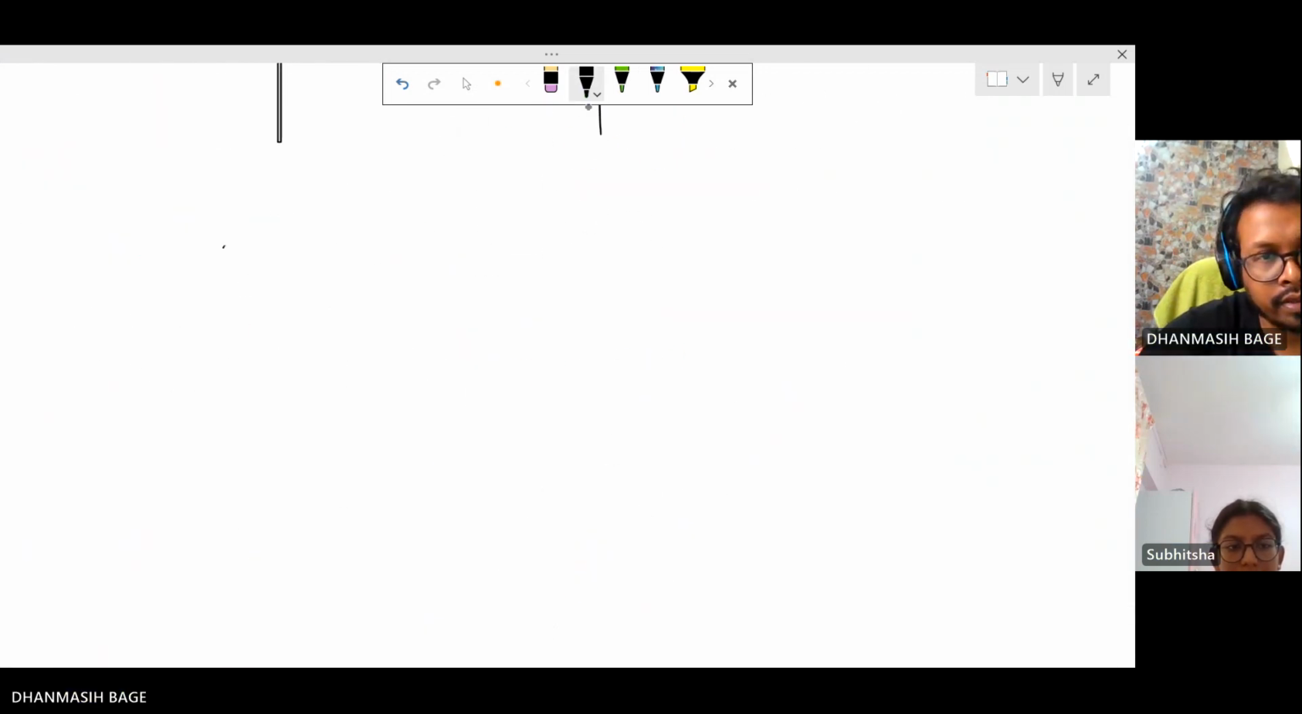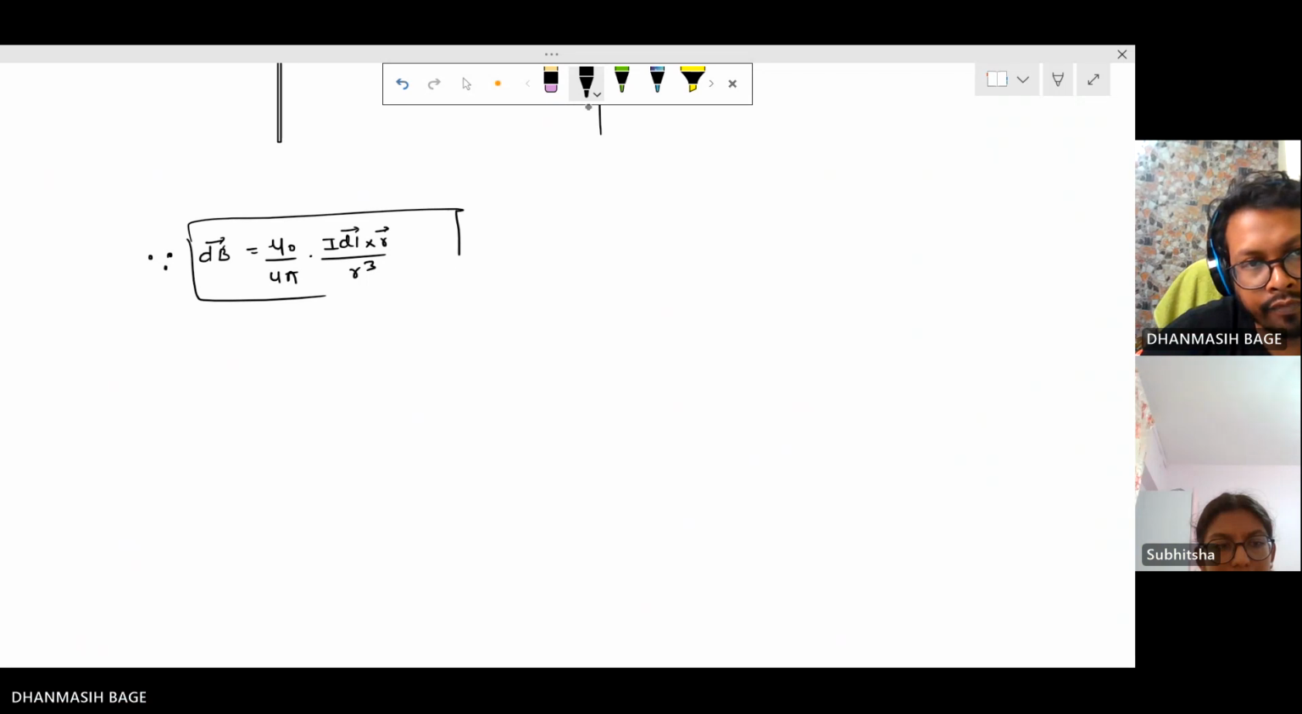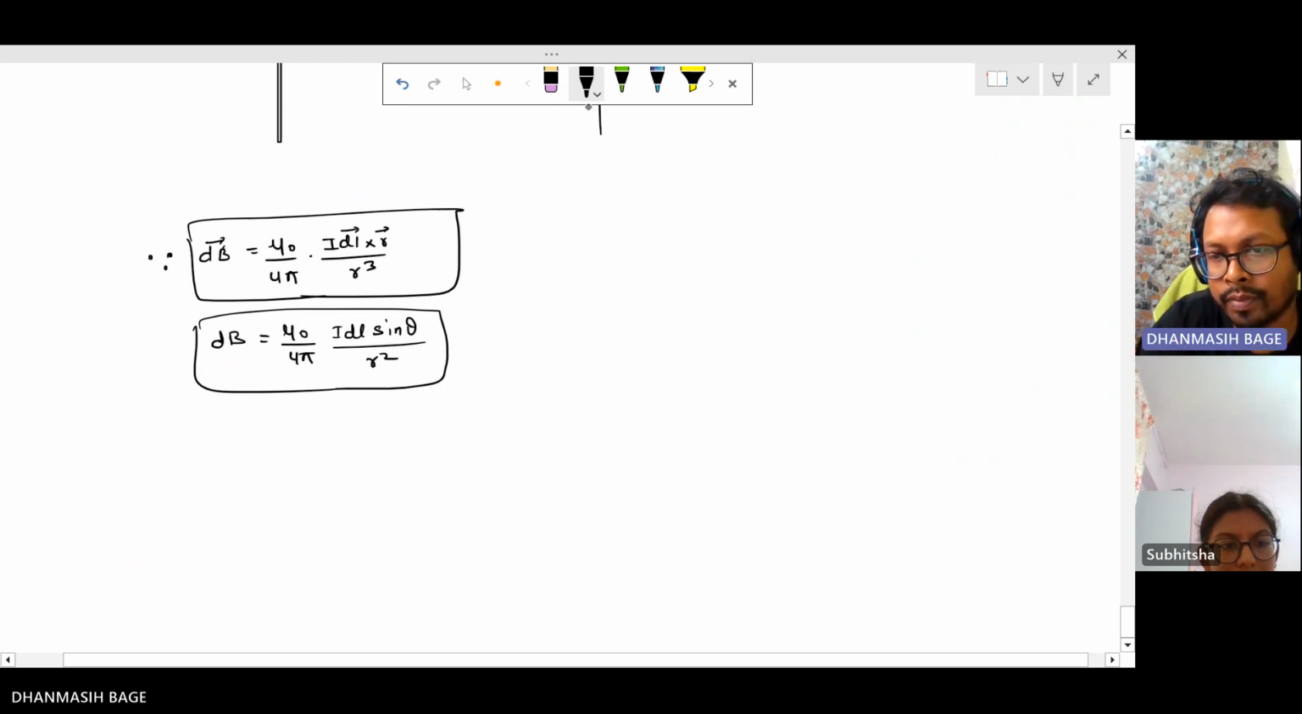See that dB vector is equal to mu naught by 4 pi I dl cross r vector divided by r cube. This is the vector form. If you just calculate the magnitude here, dB will be equal to mu naught by 4 pi I dl sine theta by r square, isn't it? That will be the case.